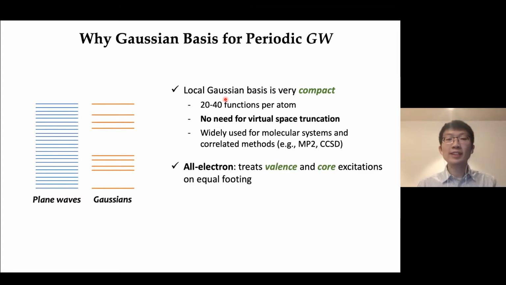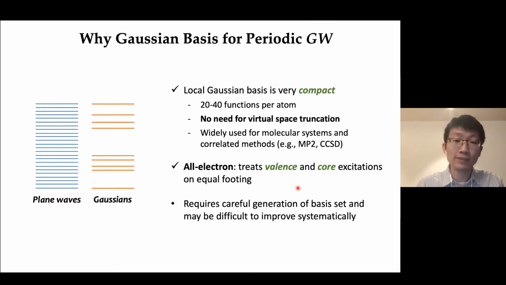And the second reason is that the local Gaussian basis gives good support to all-electron electronic structure methods, because it can, in principle, treat valence and core excitations on equal footing. And of course, it has its own disadvantages compared to plane waves. The biggest one is probably that it requires careful generation of basis sets and may be difficult to improve systematically.